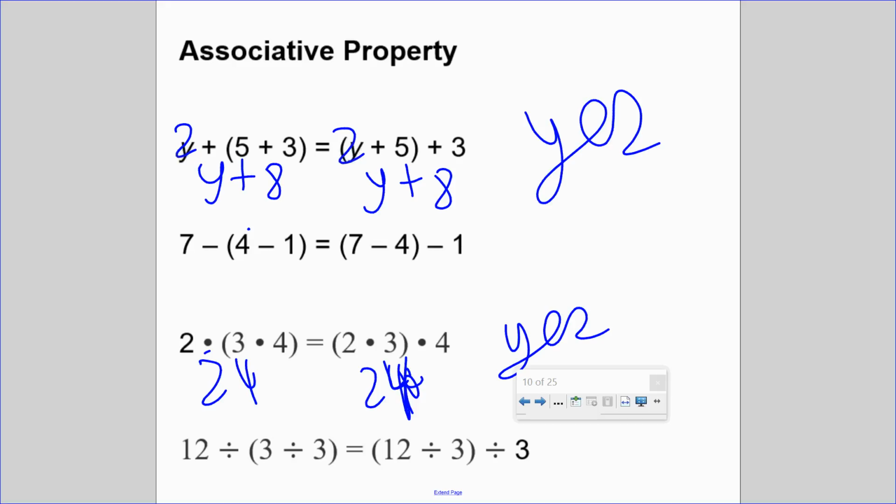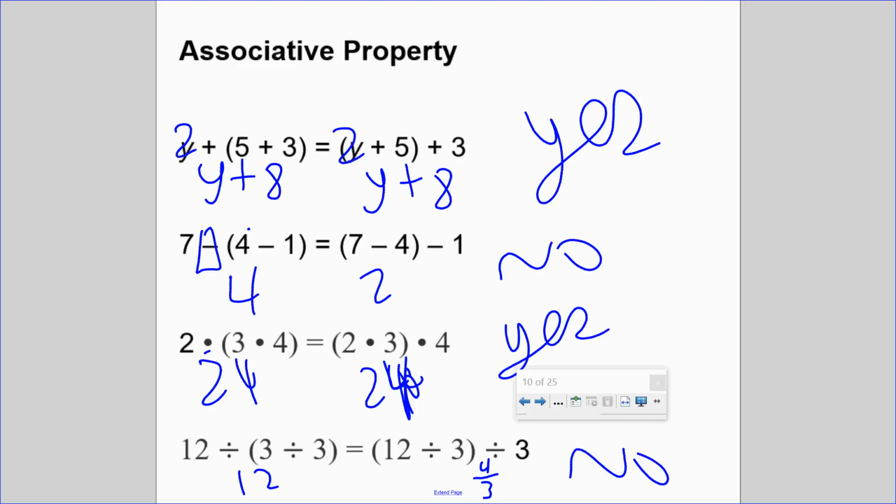7 minus 4 minus 1: 4 minus 1 is 3, and 7 minus 3 is 4. But 7 minus 4 is 3, and 3 minus 1 is 2. So definitely not. What about division? 12 divided by 3 is 4, and 4 divided by 3, are they the same? No. So when you add or multiply, it does not matter where the terms are located.